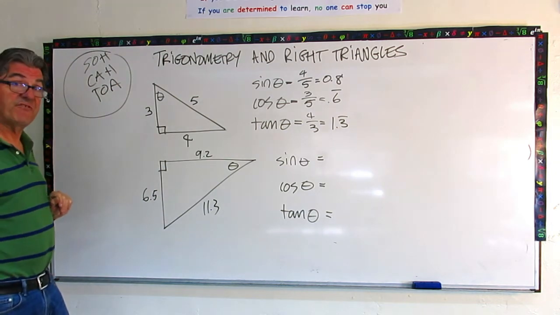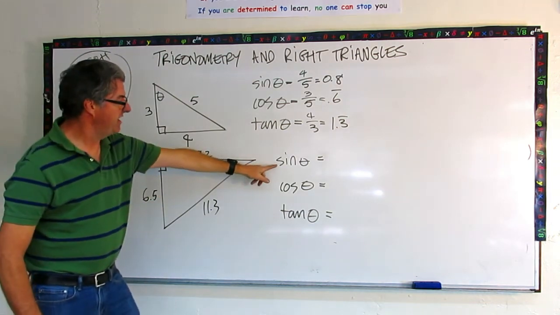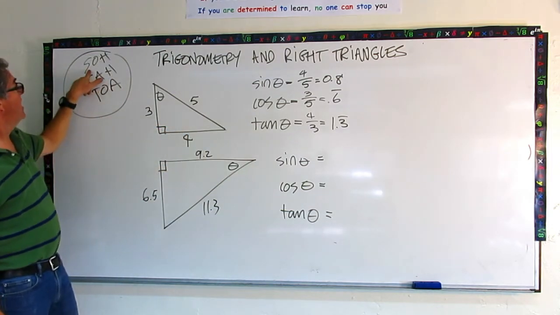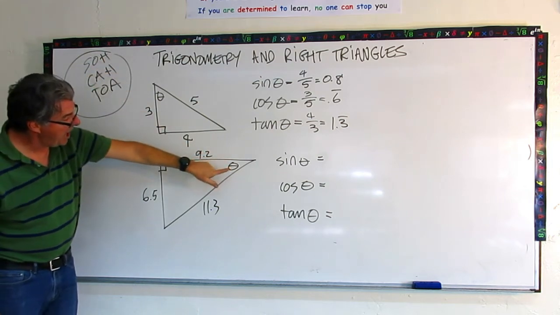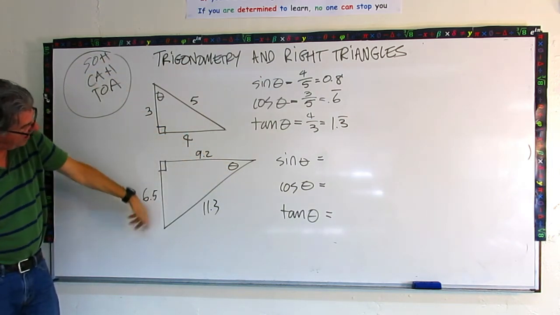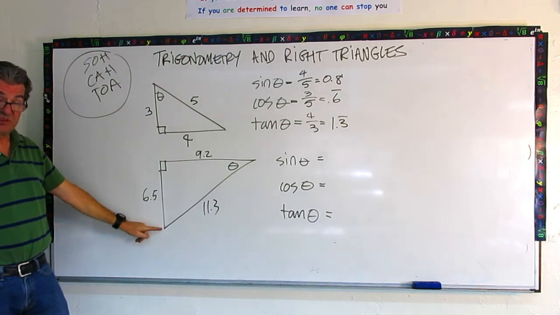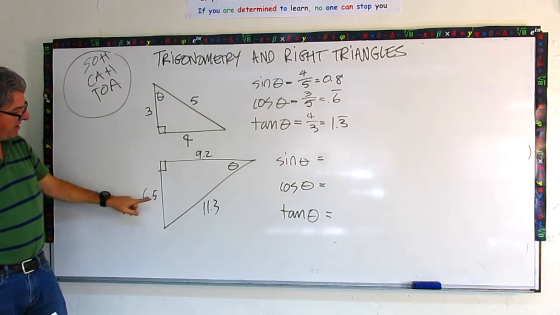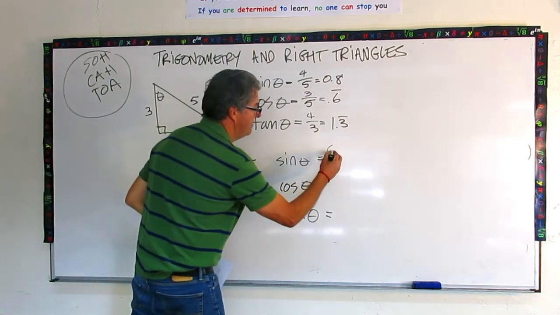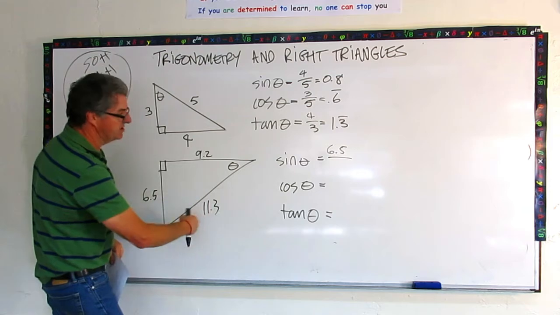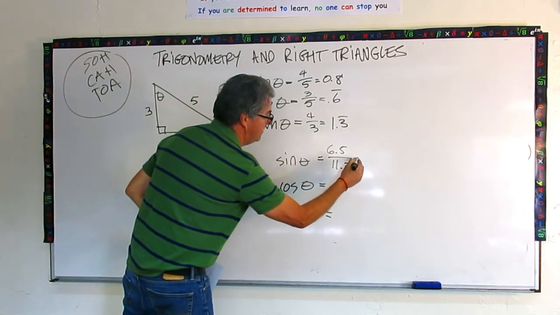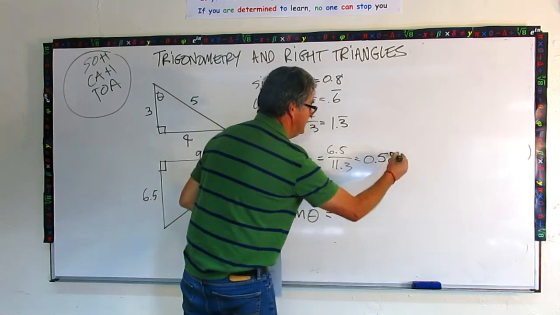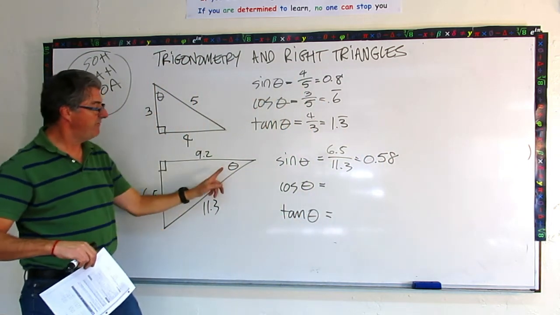Okay, let's take a look at that first one. Sine of theta. So here's my theta. Sine is opposite over hypotenuse. So the opposite side from theta is looking out through the triangle, the side that does not touch theta and is not the hypotenuse. So sine of theta is going to be opposite, which is 6.5, over hypotenuse, which is 11.3. And that gives us 0.58. So that's the sine of theta.